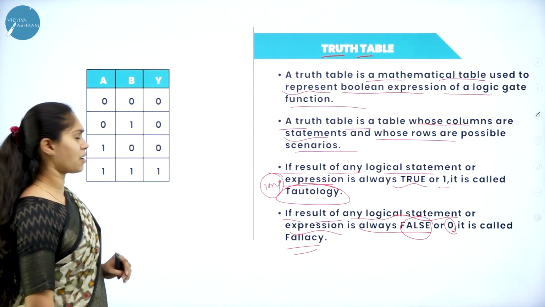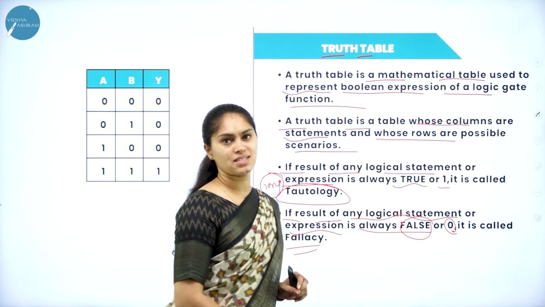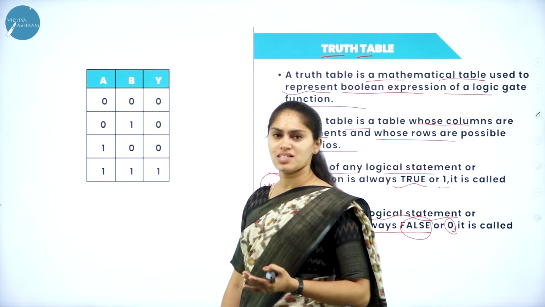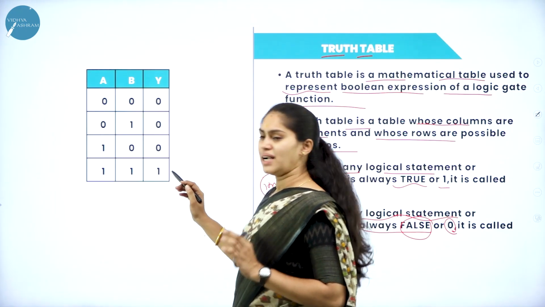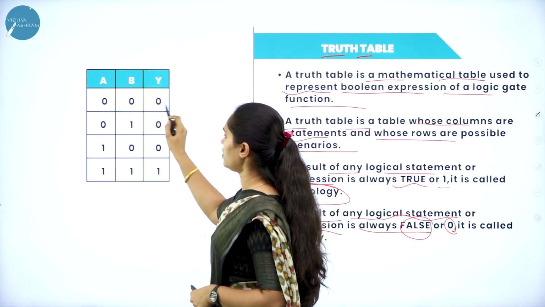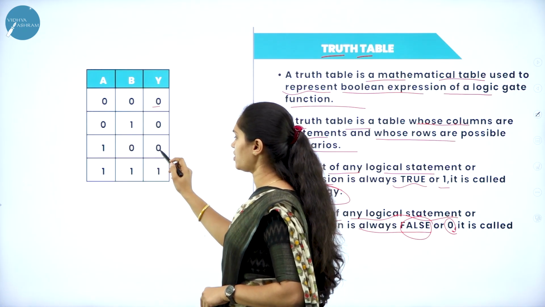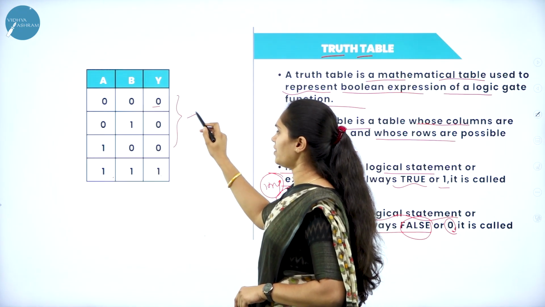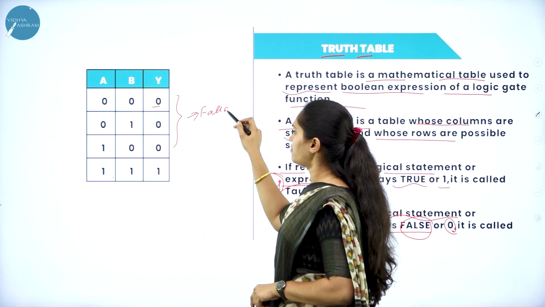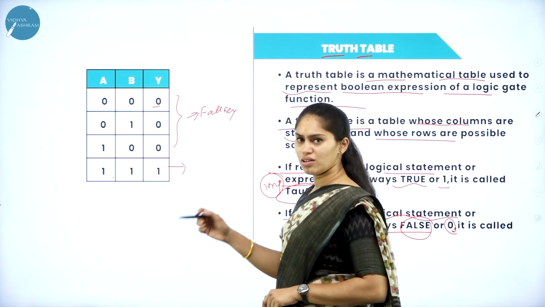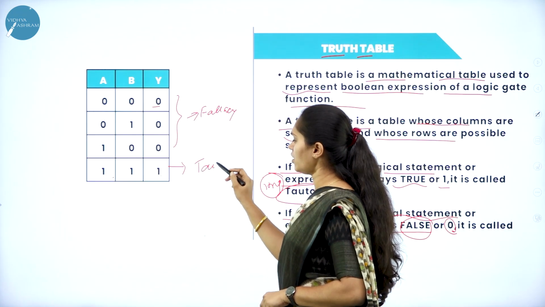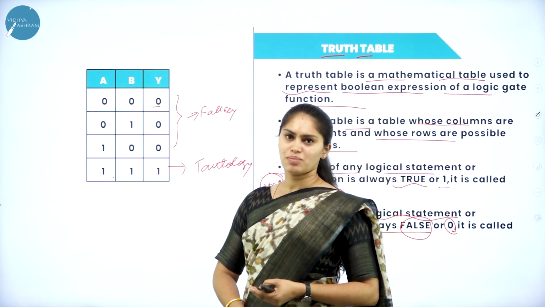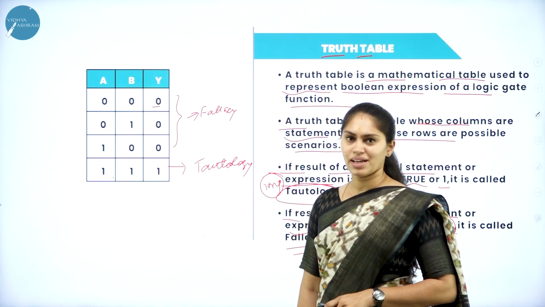Here you can see one example. I have 2 variables, A and B. 00, 11, 01, 01. Just imagine I am performing the multiplication operation here. 0 into 0 is 0, 0 into 1 is 0, 1 into 0 is 0, 1 into 1 is 1. So if I am getting the values always 0, then it will be considered as what? Fallacy. If I am getting the result as always true or 1, that will be considered as what? Tautology. We are going to call this representation of a Boolean expression in a mathematical table as what?